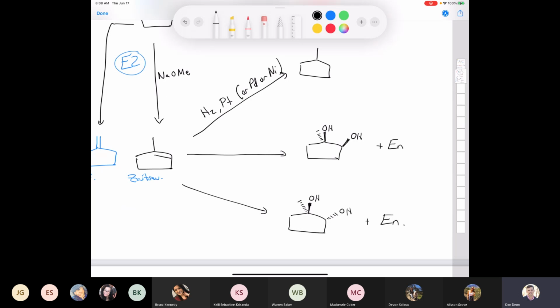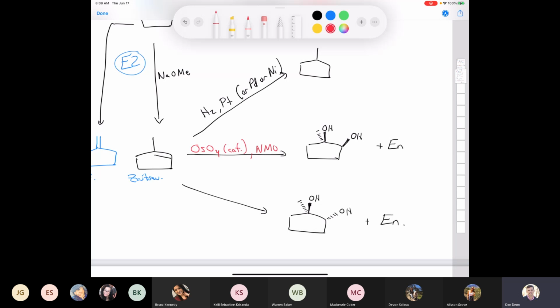Let's see. Next one, we're doing a syn dihydroxylation. You can use whatever conditions you want to do a syn dihydroxylation. We already looked at it a few minutes ago. So for syn dihydroxylation, again, my favorite method is to use osmium tetroxide. I know it's dangerous, but if you just use a catalytic amount, you double glove, you put on your lab coat, your safety shield, everything, I don't think it's that bad.